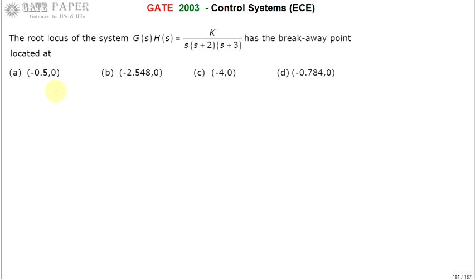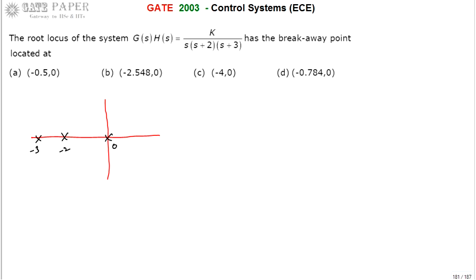Okay, so first we will draw the pole locations. It is the open loop transfer function and this is the S plane. There are three poles present: s equal to 0, s equal to minus 2 and s equal to minus 3. So there are three poles and there are no zeros. This is the pole zero diagram for the given open loop transfer function.